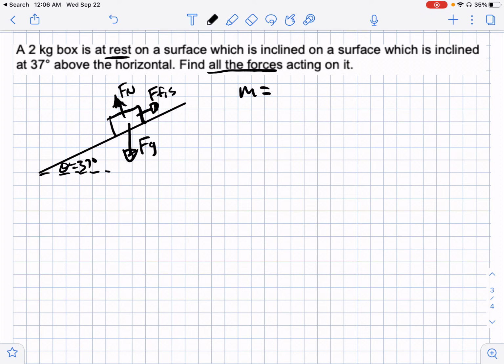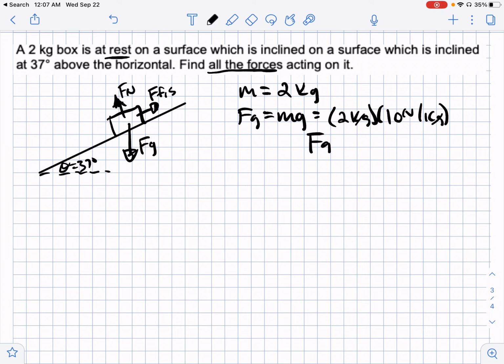We know the mass is equal to 2 kilograms, and we know our Fg equals mg. So that gives me 2 kilograms times 10 newtons per kilogram. So your Fg is equal to 20 newtons. So there's one. Now we need to find our normal force and our static friction.